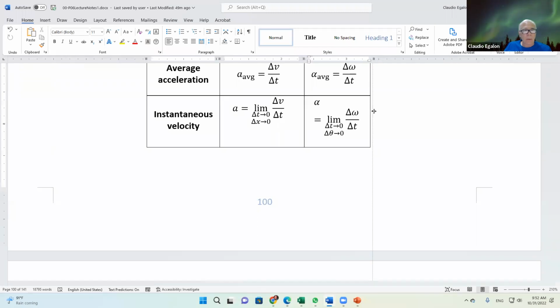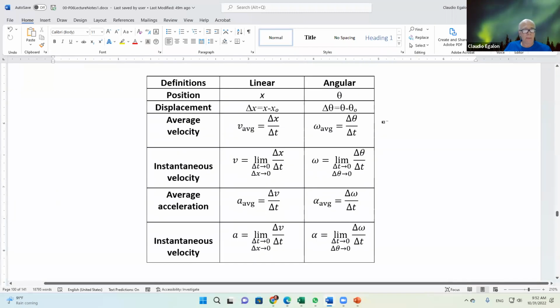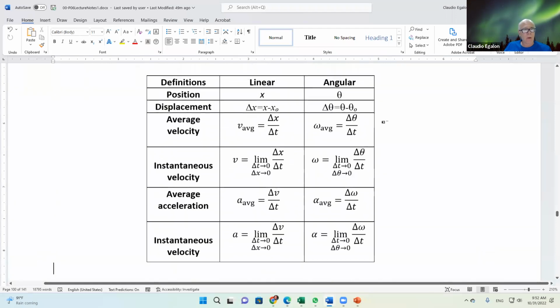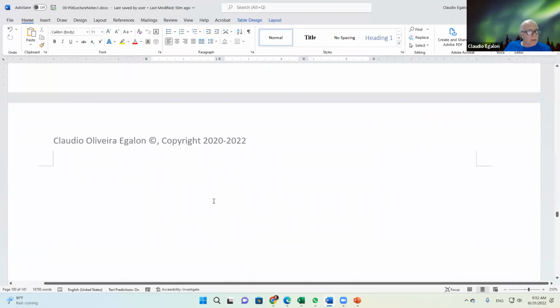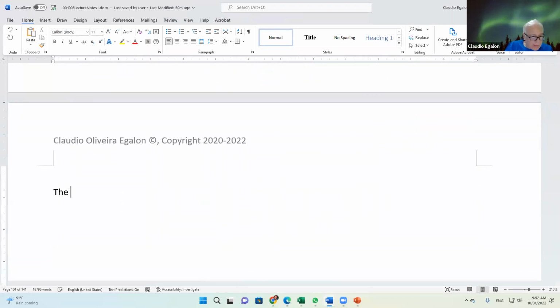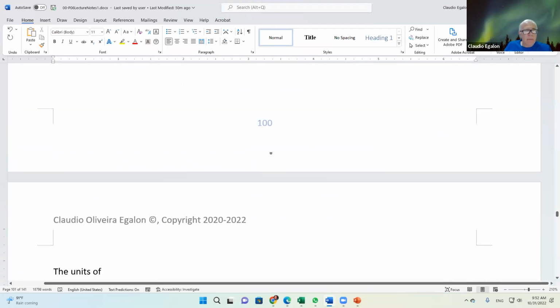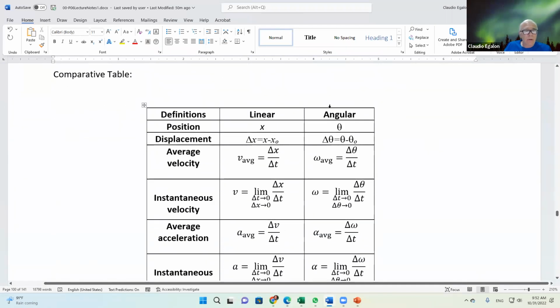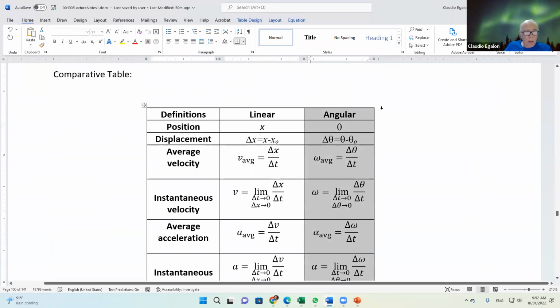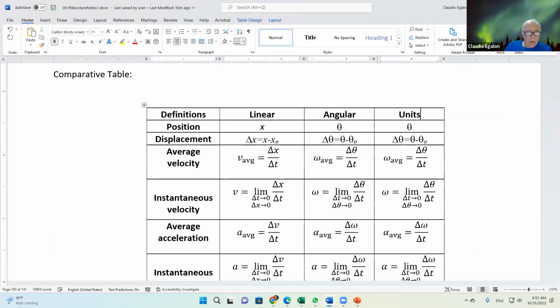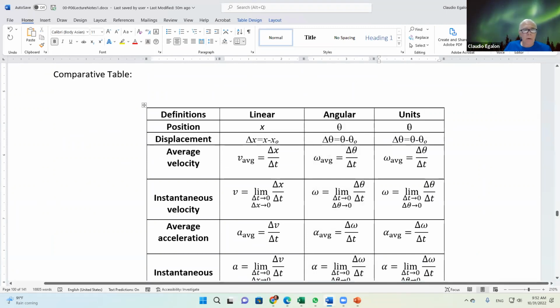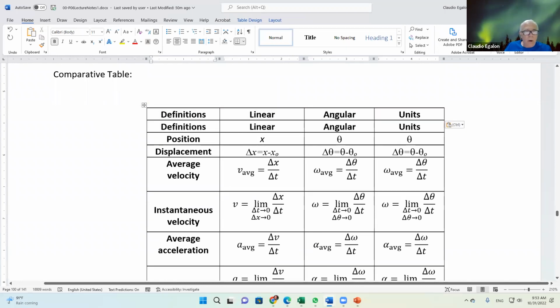What else can we do about this? Oh, very important. Angular velocity is written down in terms of radians, the unit of angular position. The units of, let's put another one here, units. Okay, units. For angular, I'm going to do something else here. Angular.